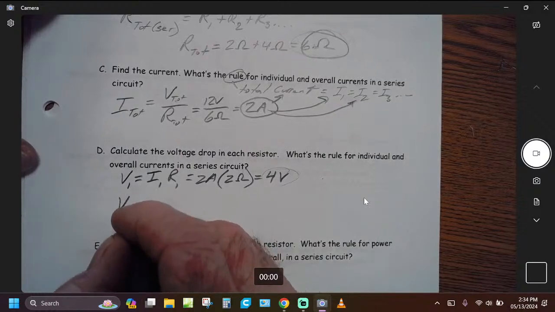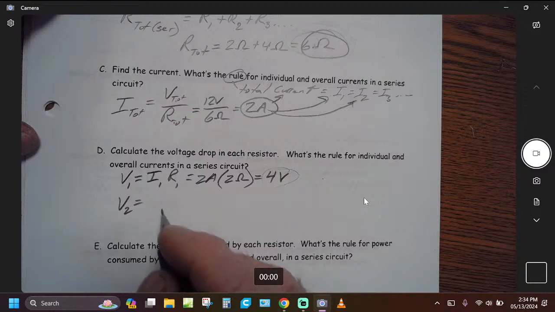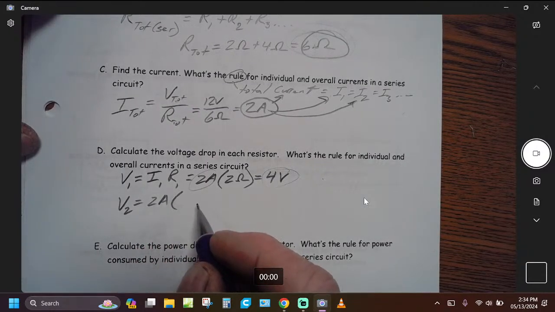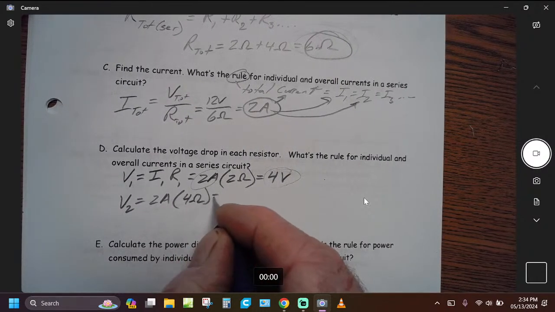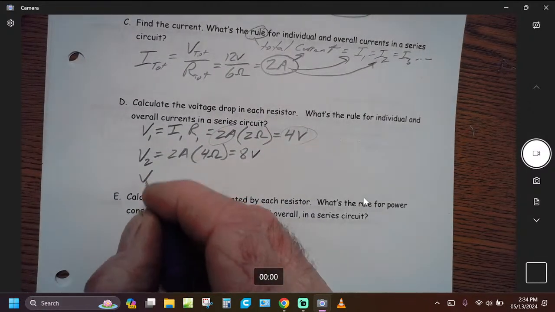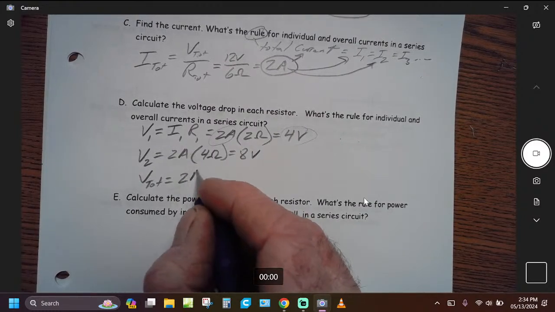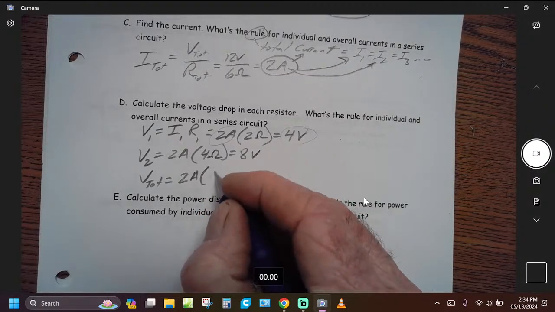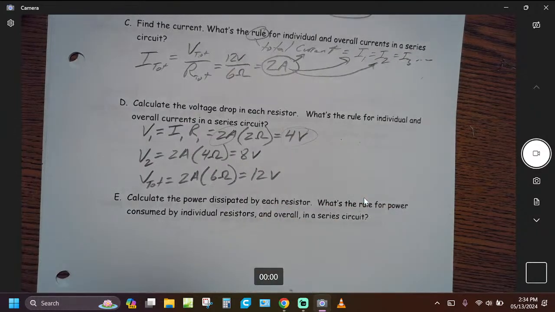And if I do the same thing for the second resistor, it's going to be the number of amps, 2 amps, times the number of ohms. How many ohms? 4 ohms. So we get 8 volts. And if we do the total, it's going to be the number of amps, which is the same as the individual resistors, times the total resistance, which is 6 ohms, which equals 12 volts.